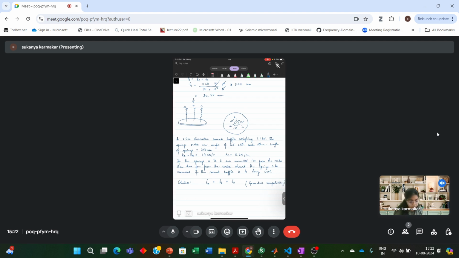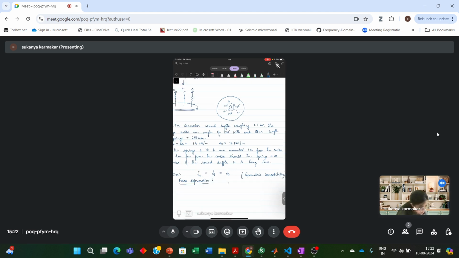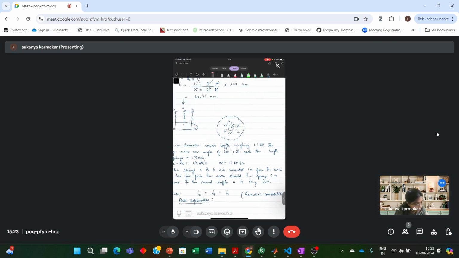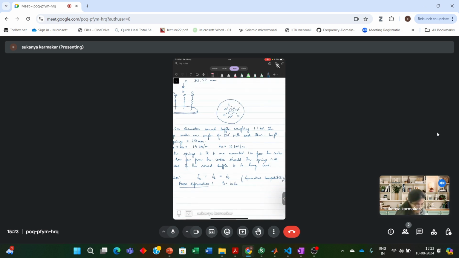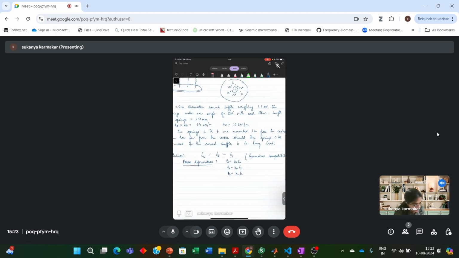Then from the force deformation concept, the force in spring A will be Ka into delta A, force in spring B will be Kb into delta B, and in spring C it is Kc into delta C, and we have the values of Ka, Kb and Kc. Now let's sum the forces in the vertical direction.